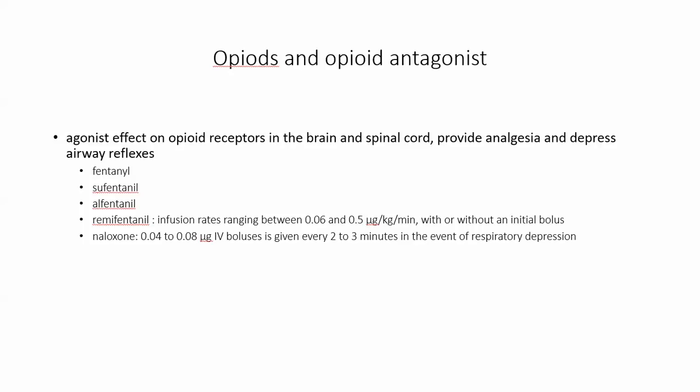In the event of an overdose, naloxone is used. 0.4 milligrams or 40 micrograms to 80 micrograms IV bolus is given every 2 to 3 minutes in the event of a respiratory depression. The opioids are carefully titrated to effect, and every effort should be made to prevent any drug-induced respiratory depression. Remifentanil is an ultra-short-acting opioid which has a very short half-life.